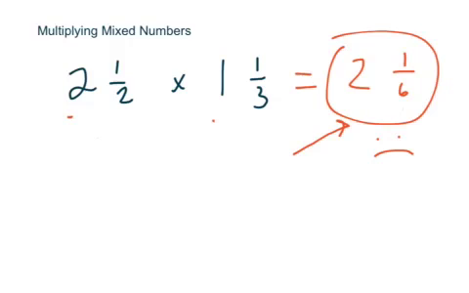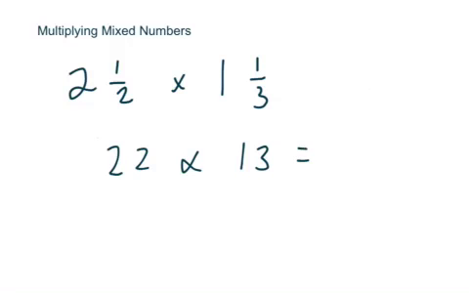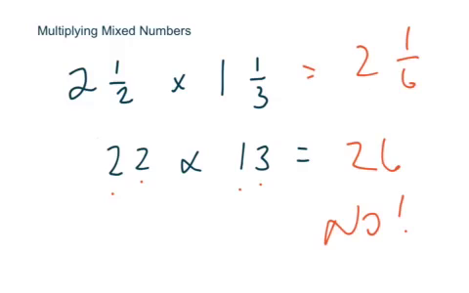Remember, when we're multiplying, we need to make sure we multiply all the parts together. And they still look at me puzzled, so I show them an example. I'll take something like 22 times 13. I'll say, well, okay, 2 times 1 is 2, 2 times 3 is 6, so 22 times 13 is 26. And they look at me and say, no. And I say, well, exactly, this is a no too. We need to multiply all the parts together. You can't just take that 2 and times it by the 1, and then not take that 2 and times it by the 1/3.